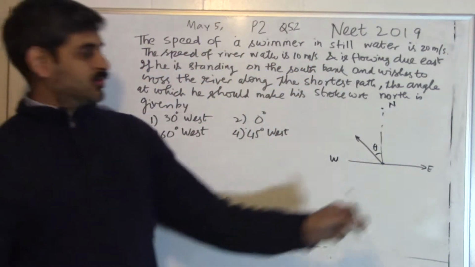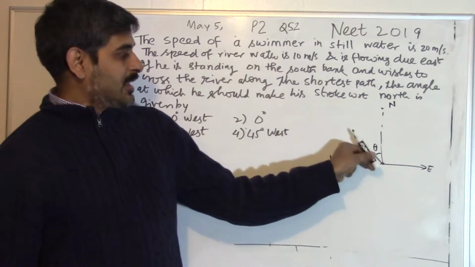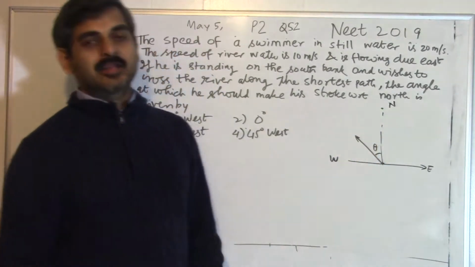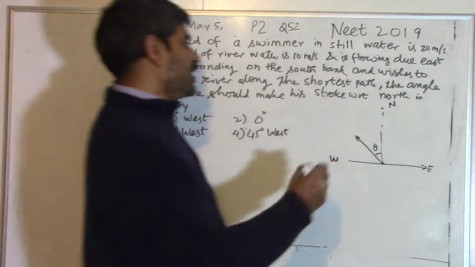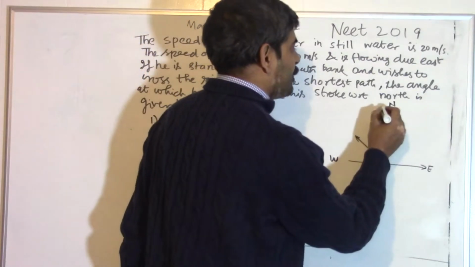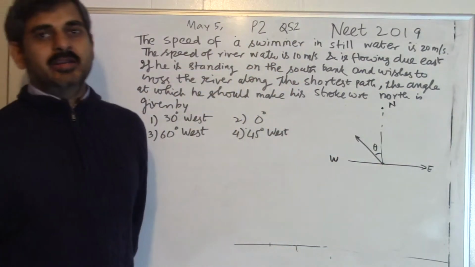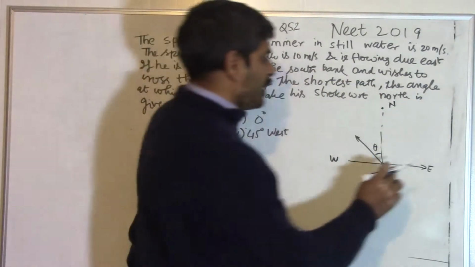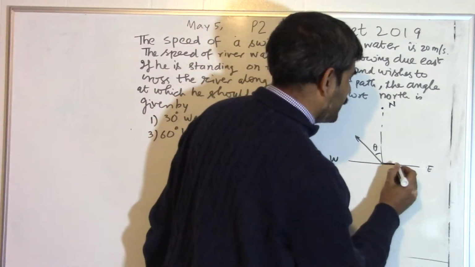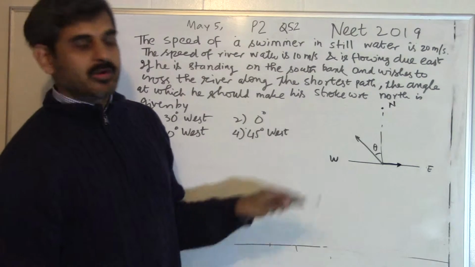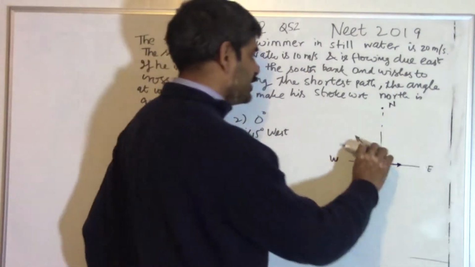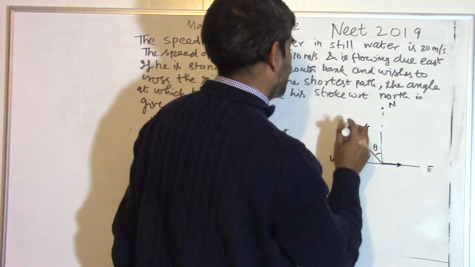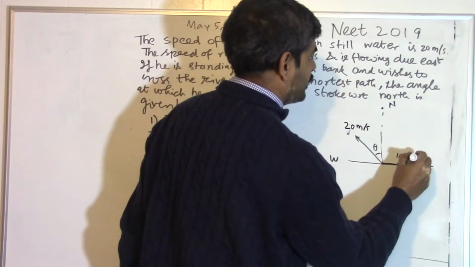Because if he swims like this, then the river velocity will try to make him drift, and the condition that we have is such that he should drift in such a way that he reaches exactly here. What is the condition that he will reach exactly at this point? The condition is this. Let us say this is the river velocity, in this direction, and his velocity is 20 meter per second, and the river velocity is 10 meter per second.